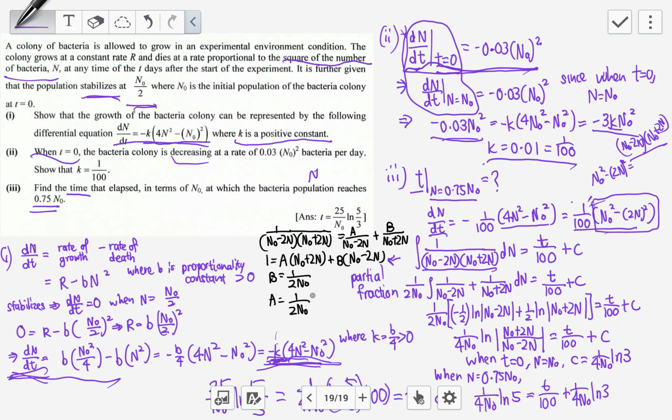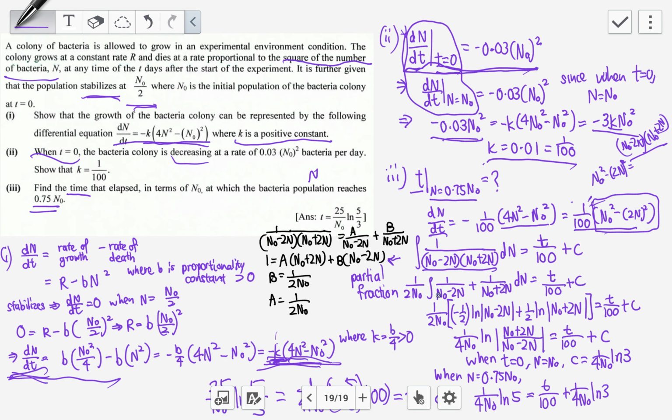Since both of them are 1 over 2N0, I just factorize them out. So 1 over 2N0 is factorized, and within it is 1 over N0 minus 2N plus 1 over N0 plus 2N. So we integrate this, and what happens? 1 over 2N0 remains outside of the integral.